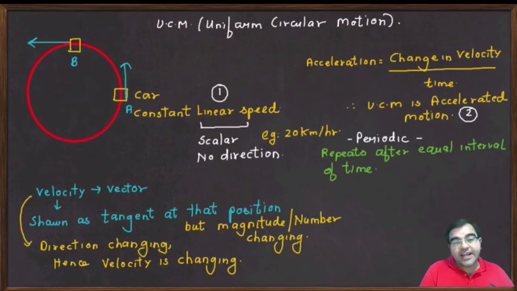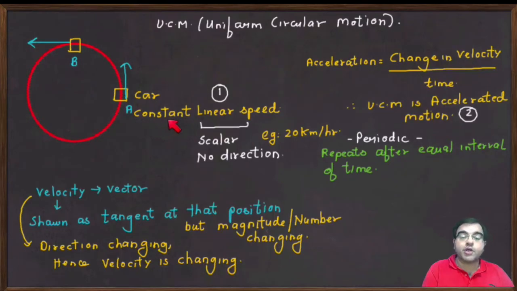Now, next thing I need to remember is this uniform circular motion is periodic because it repeats itself after equal intervals of time. Can I say in this uniform circular motion, the car will start at A, move a circle, let's say in 2 seconds, again come back to point A, again move a circle, again come back to point A. So after every 2 seconds, the car is going to repeat the motion. So since the car is repeating the motion after equal intervals of time, point number 3 to be remembered is that uniform circular motion is periodic.